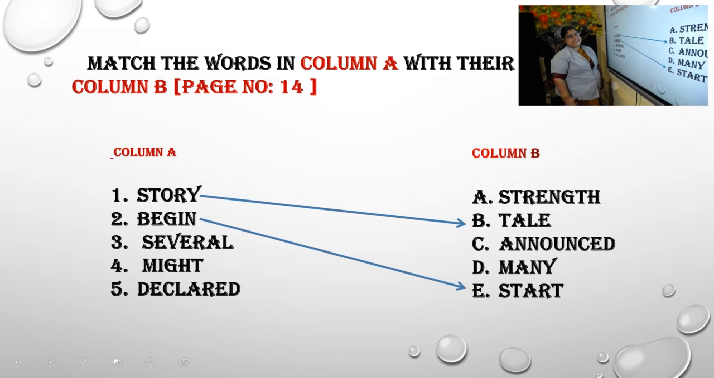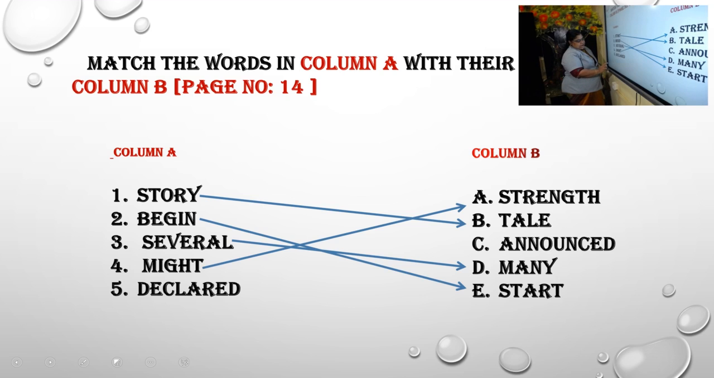Several. Yes, many. Next one, might. Already two words are there. Of those left out, what is the meaning of might? Yes, strength. And declared. Only one answer is left out. What is that? Announce. So, story means tale. Begin and start. Several and many. Might and strength. Declared and announce.